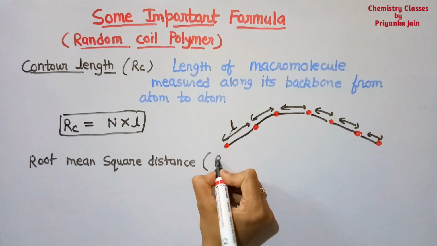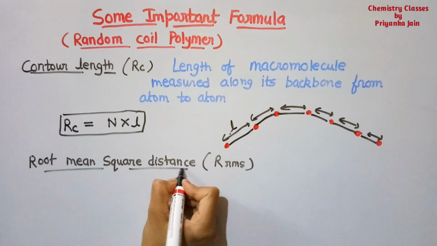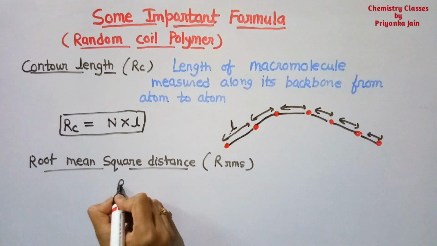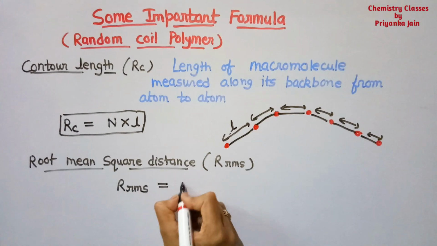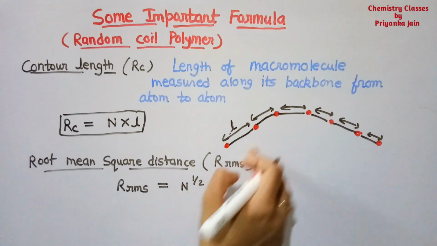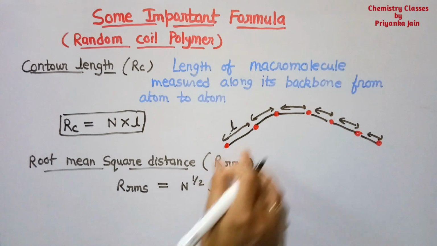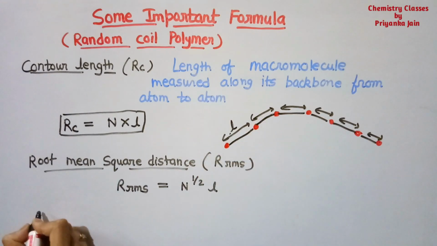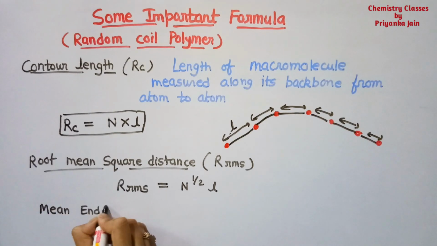that we call RMS. And this formula is also very easy. The formula is: root mean square distance is equal to n to the power half times L. N is the number of the monomers and L is the length of each segment. Now see, the third one is the mean end to end distance.